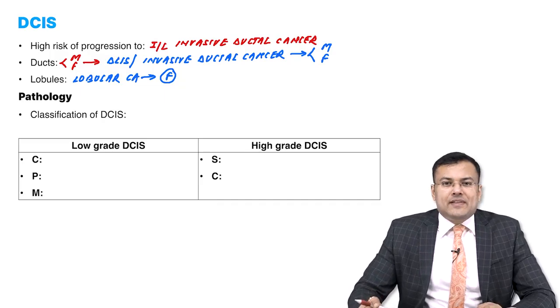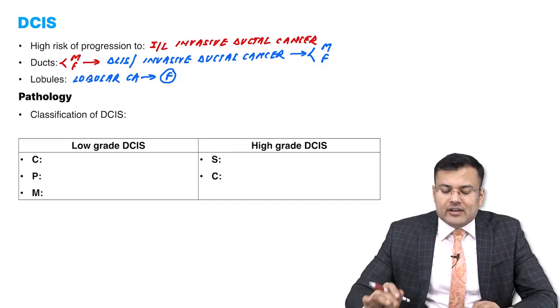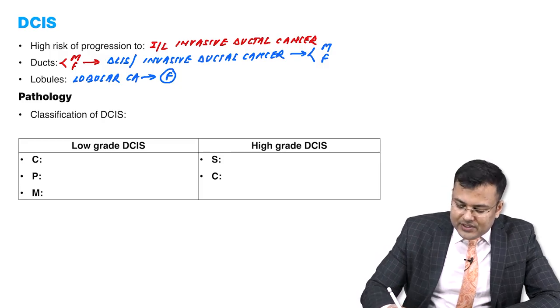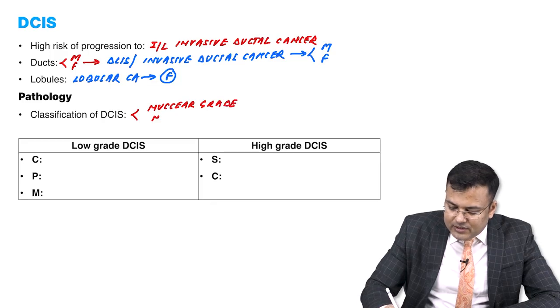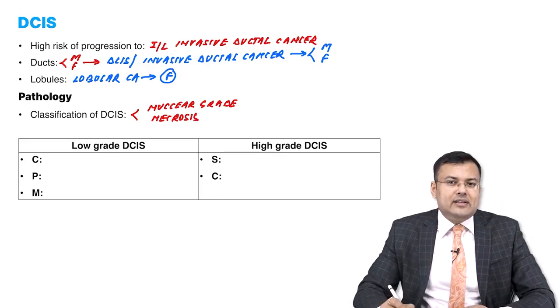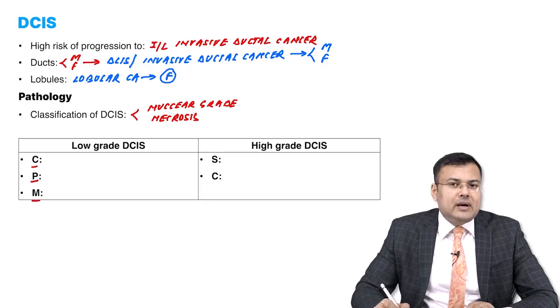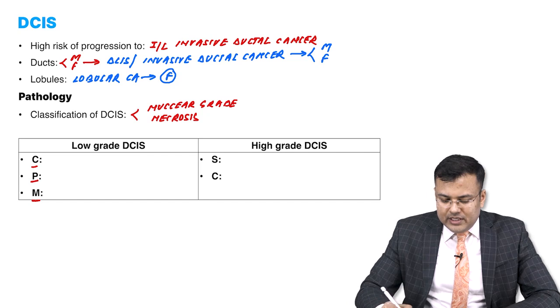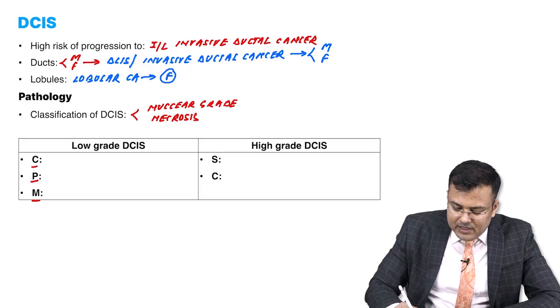If you see the classification of DCIS, it is based on two special features. What? Nuclear grade and necrosis. Clear? So it is further divided into low grade DCIS and high grade DCIS. How to remember low grade? CPM. You know there is a political party, CPM. So C, cribriform, P, papillary, M, micropapillary.